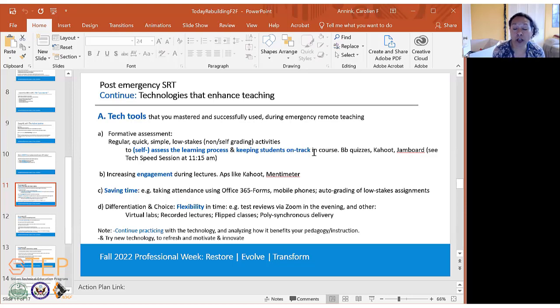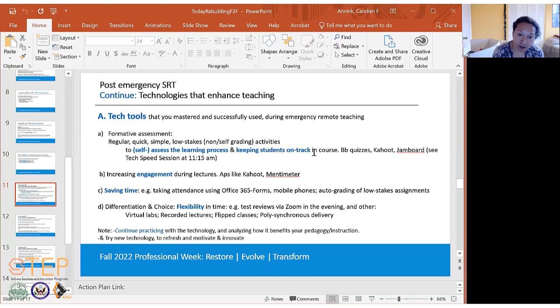There's a lot of apps, computer applications that you can use to make students more engaged in your classroom, like Kahoot, Jamboard, Mentimeter, to name a couple of computer applications that you might have used during the emergency remote teaching, just to keep students engaged because you weren't in the classroom together.